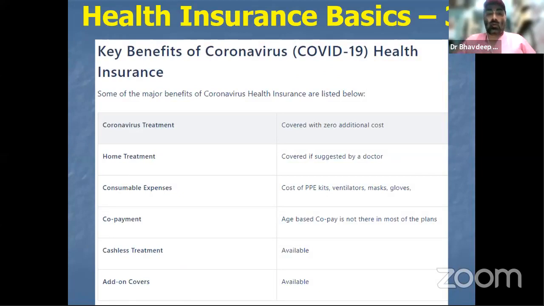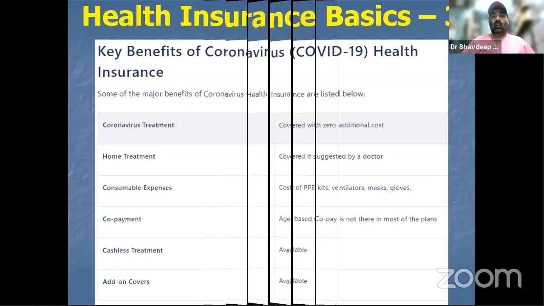We all know coronavirus treatment is covered, home treatment is covered, consumable expenses are covered for a change. Initially, they were not. Co-payment is not there, age-based. In most of the plans, comorbidity does charge you extra, but copay is not available in COVID plans. Cashless treatment is available. Add-on covers are available in these policies.